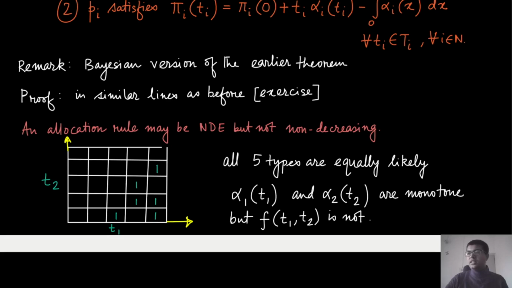And assuming all the type profiles are equally likely, that is, all five types of player 1 occur with probability 1 by 5, and similarly for player 2.